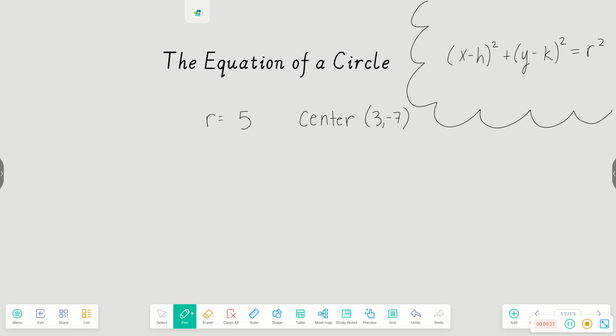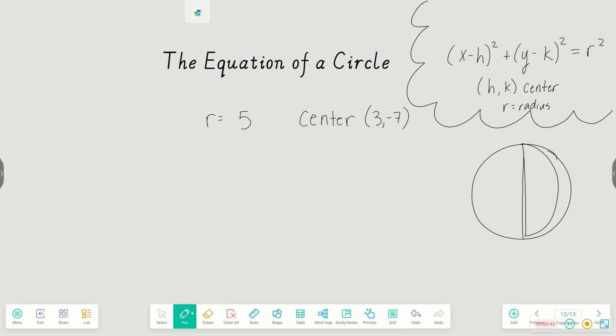X and Y are just going to stay there. But in this equation, h comma k is the center of your circle, and r is the radius. I remember the difference between diameter and radius because on a circle, the diameter makes a D. So it goes all the way across, it makes a D. So radius is just half of the circle.